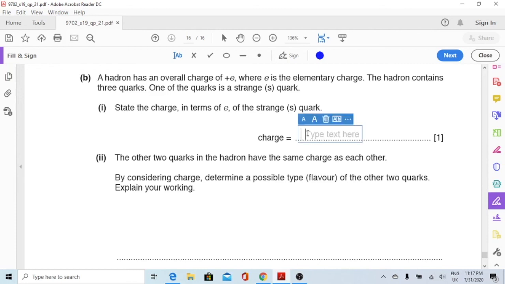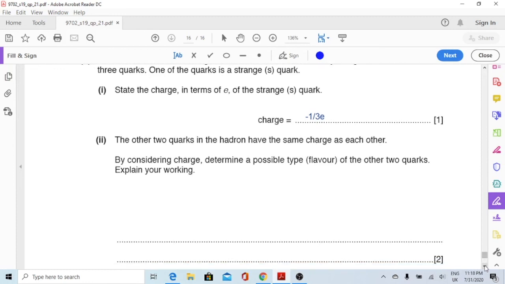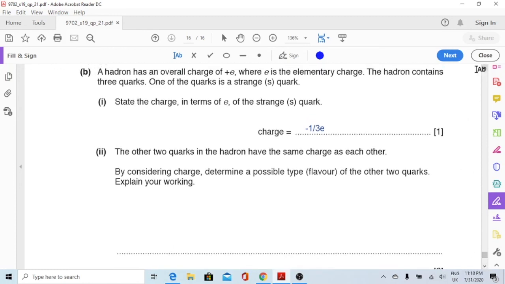So a charge is fixed for all the quarks. For a strange quark specifically, this is -1/3 E. That's the fixed charge for a strange quark. Part 2, the other 2 quarks in the hadron have the same charge as each other. By considering charges, determine a possible type of the other 2 quarks. Explain your working. So in the question earlier, they mentioned that a hadron has an overall charge of positive E, meaning +1, and it contains only 3 quarks.